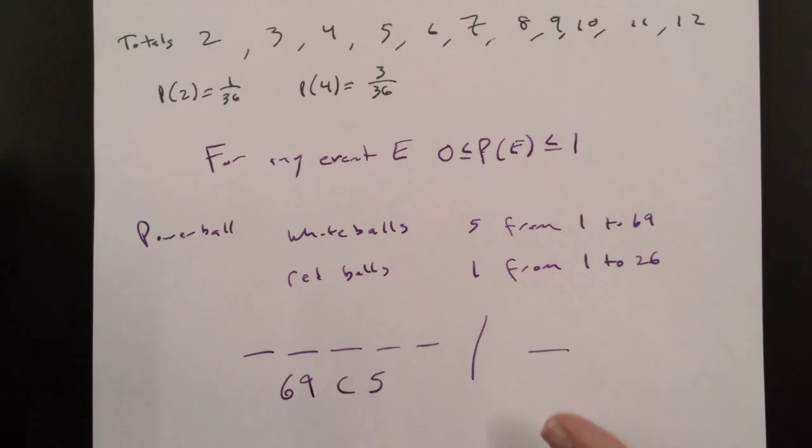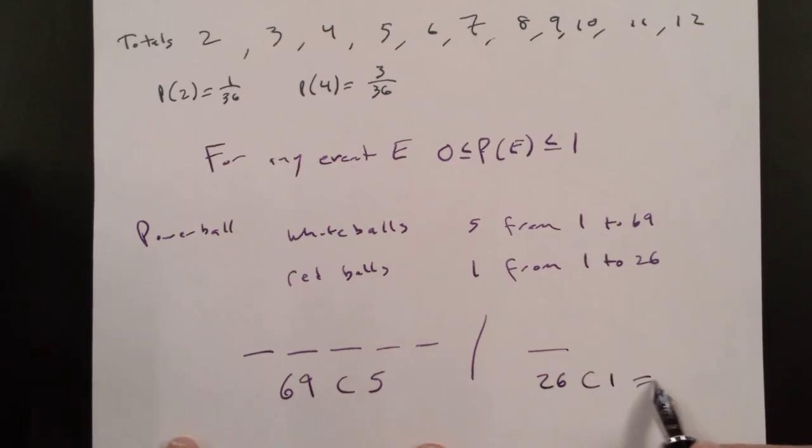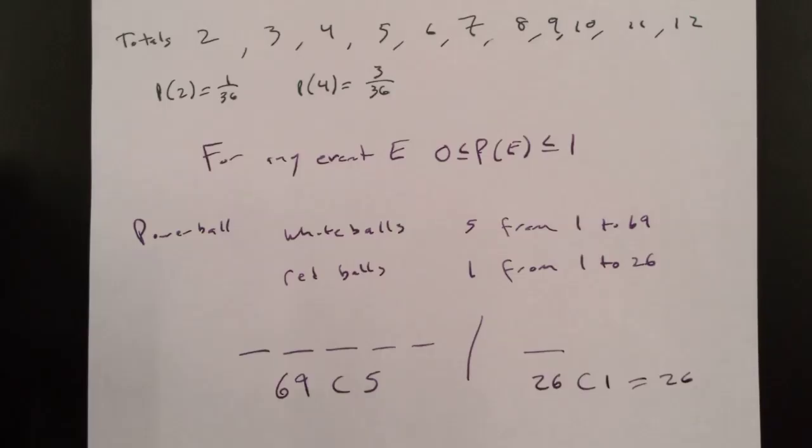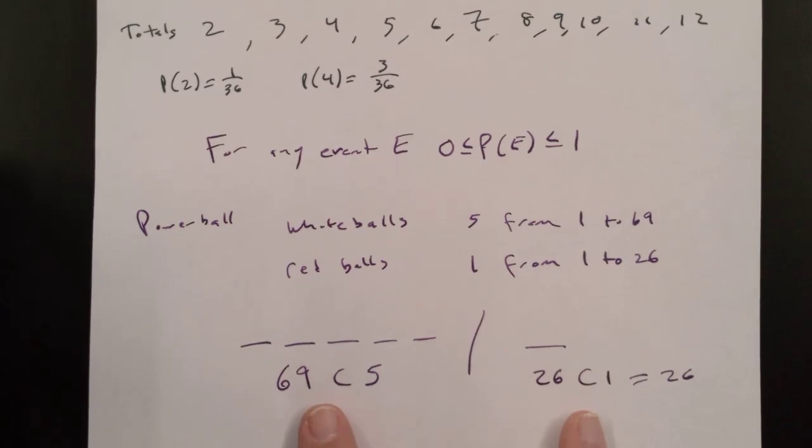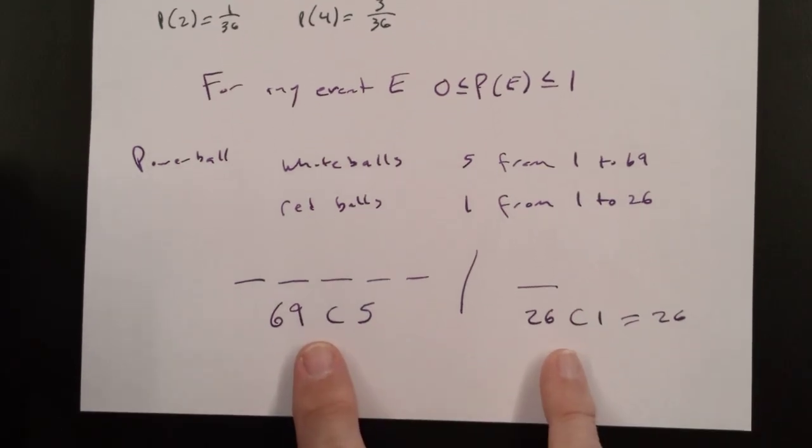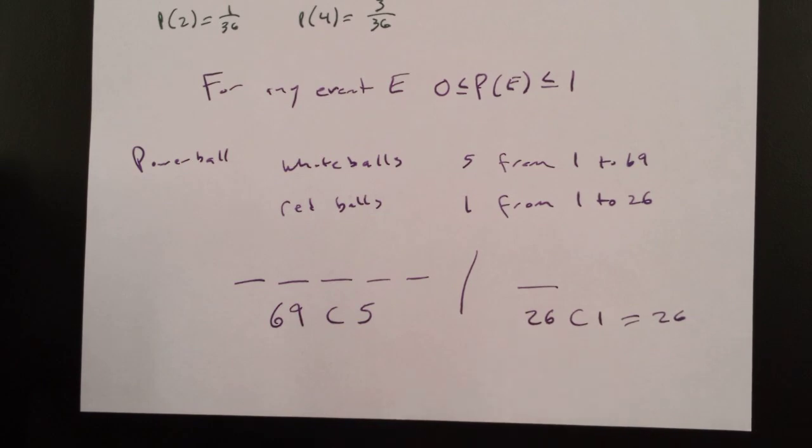What about the other ball? What about the red ball? There's only 26 chances, right? 26 to the first is right, but there's only one shot. I could think of this as 26C1, but that's the same as 26, which is, by the way, the same as 26P1. If I'm only picking one thing, the order in which I pick it doesn't matter. What do I do with these two numbers? Because I have to pick the white balls and the red ball. The word "and" means multiply.